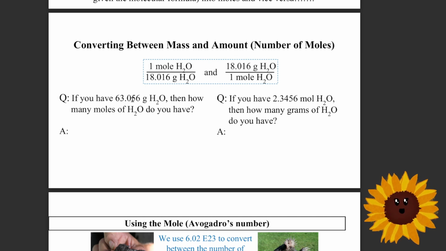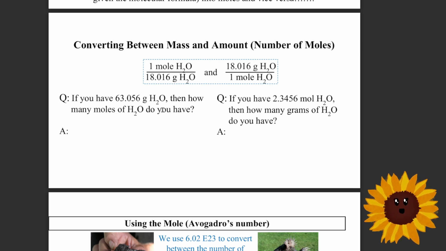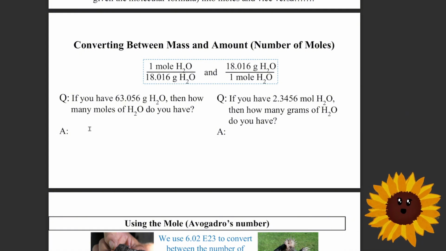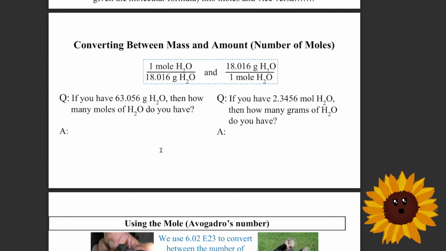If you have 63.056 grams of water, how many moles of water do you have? Keep in mind, if we want to find moles from grams, we have to use this in order to cancel out the grams. So just to help you out on this one, I'd start with 63.056 grams over 1 times 1 mole over 18.016 grams of water. The grams of water will cancel out because they're across from each other. And then you're going to multiply on the top, multiply on the bottom, and then divide your top and bottom, and that'll give you your answer. So go ahead and try this out.